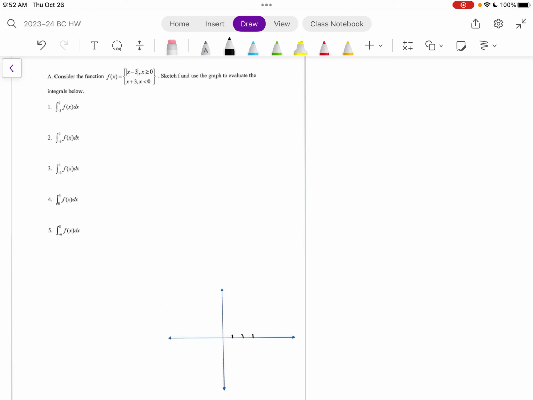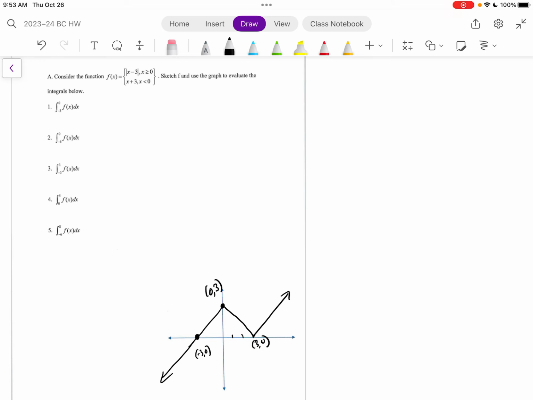So I'm going to sketch this graph here. You guys all remember our absolute value friends. This is 0, 3. This is 3, 0. And then x plus 3, that sort of looks like this. So this is -3, 0 up here. All right, so first problem.